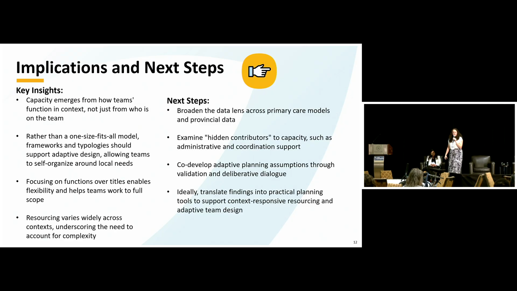In short, capacity in primary care doesn't exist as a fixed number. It's something that emerges from relationships, organization, and adaptability, and supporting those dynamics may be the most effective way to strengthen care across the system.